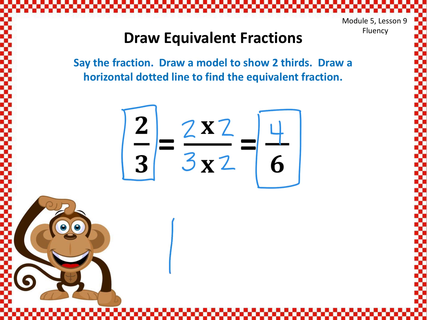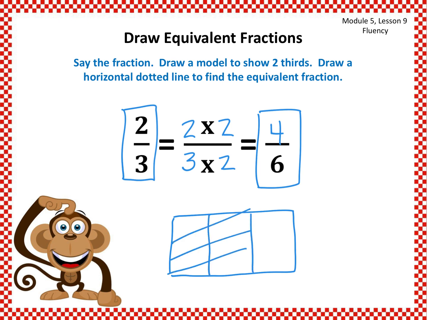So now I'm going to draw my area model, and I'm going to see if that's actually true. So I'm starting off with 2/3. So I'm going to shade 2/3. And then I'm going to draw my dotted line. And now I have 1, 2, 3, 4, 5, 6 parts. Of those 6 parts, 4 are shaded, which does match my 4/6. So you can see the relationship between our area model and our number sentence.